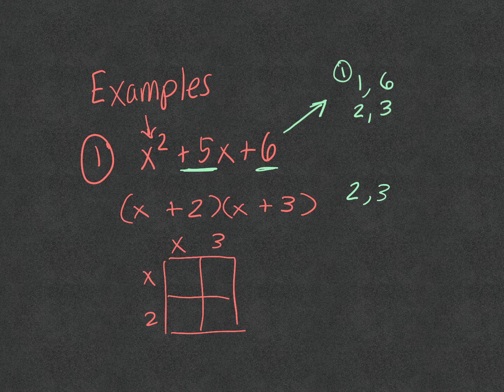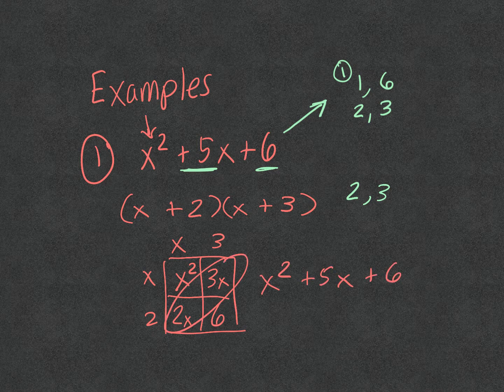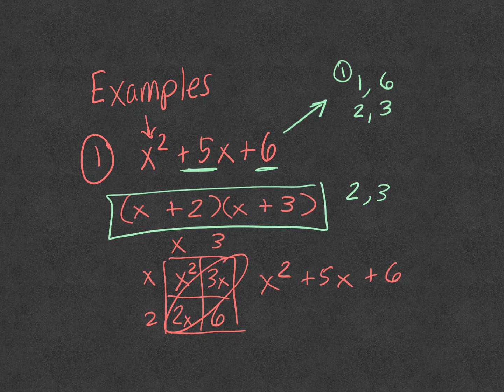I'm going to multiply my boxes. x times x is x squared. 3 times x is 3x. 2 times x is 2x. And 2 times 3 is 6. So you have your like terms, x squared plus 5x plus 6. You don't need to show that. I'm just showing it to you. Your answer is right here. You have factored. So now is where we switched our variable.